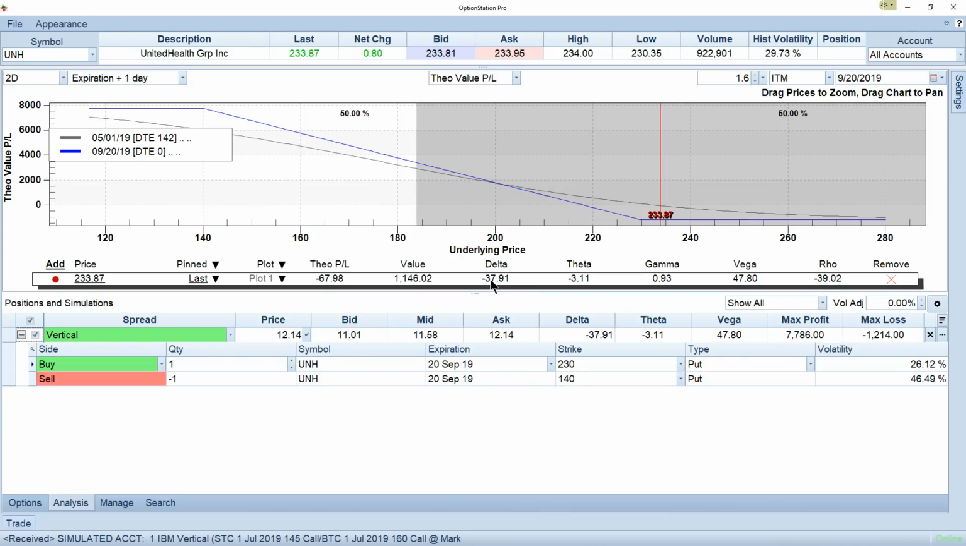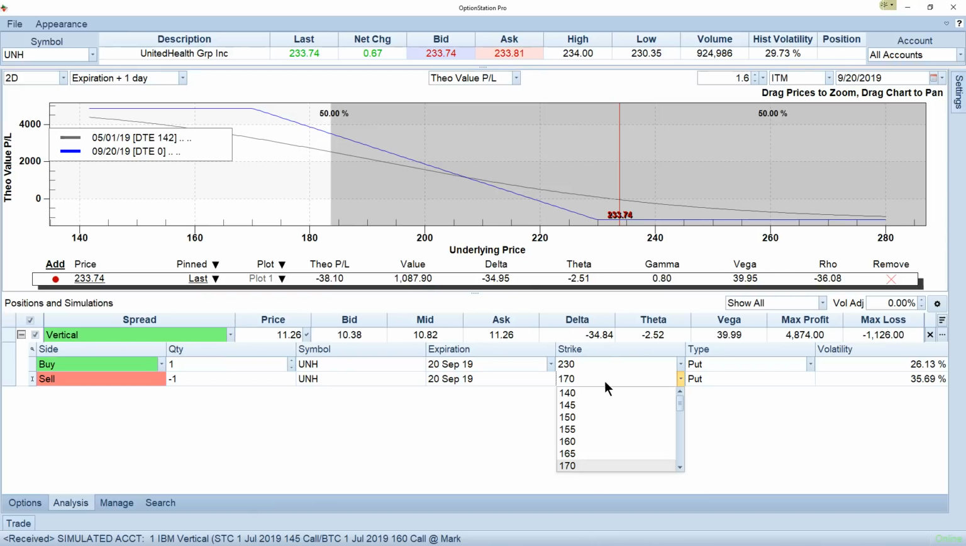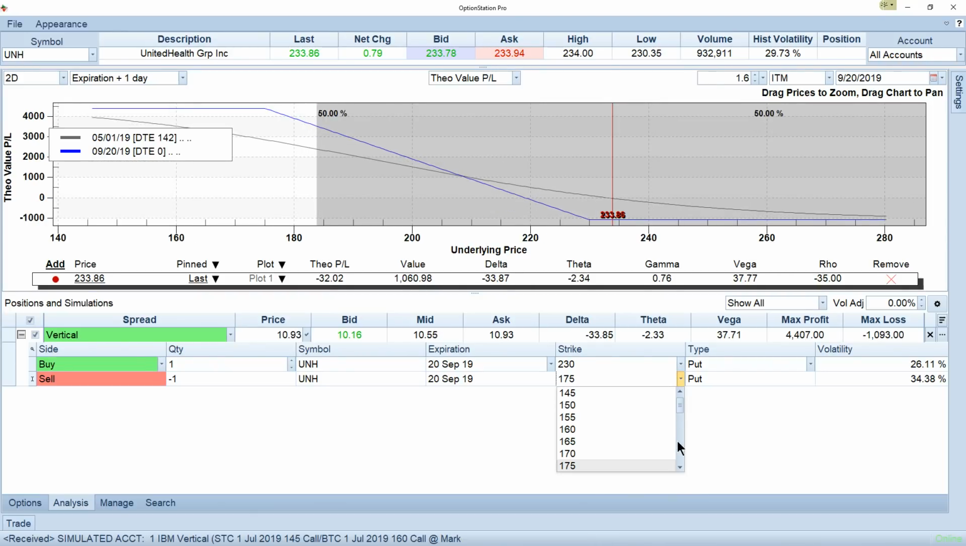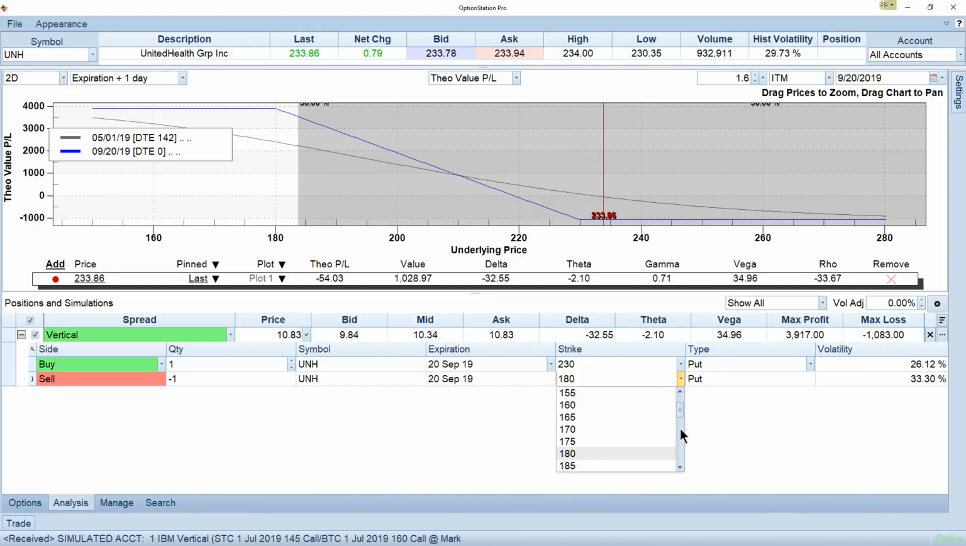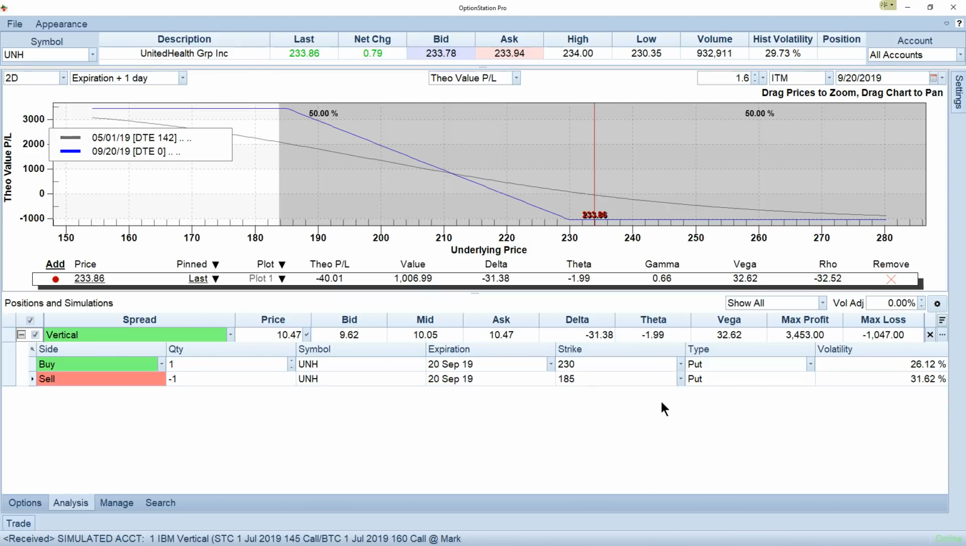The moment I do that, I got delta 37. Now I got more than 30. So let's go back to 170, for example. Still too much. Let's go back to 175, 33. One more, maybe 180, 185, 32. I'm shooting for around 30, 185.